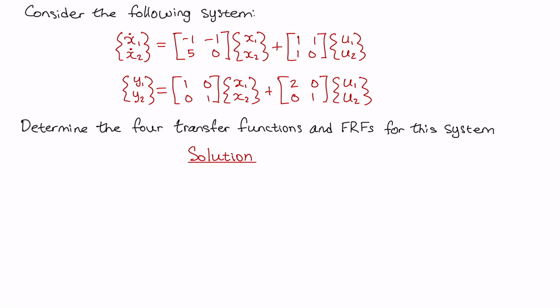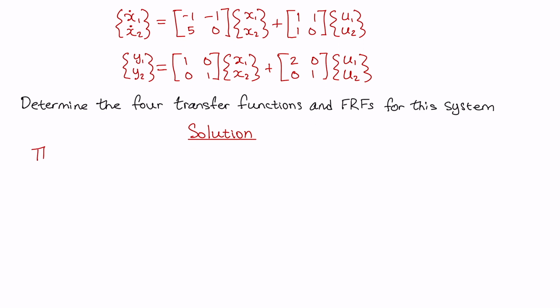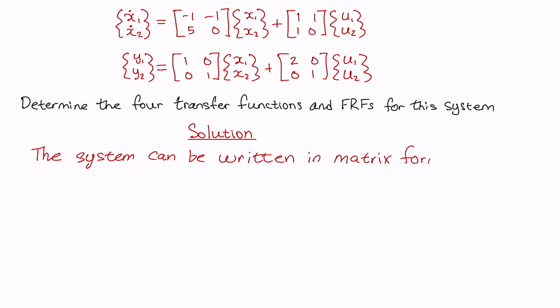All right, so we have two inputs in this system and two outputs. So there are going to be 4 transfer functions, 4 frequency response functions. Our system can be written in matrix form as x dot is equal to Ax plus Bu.